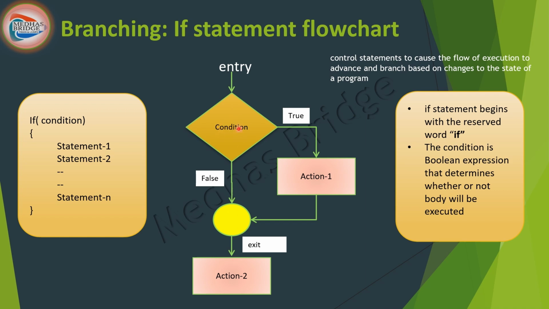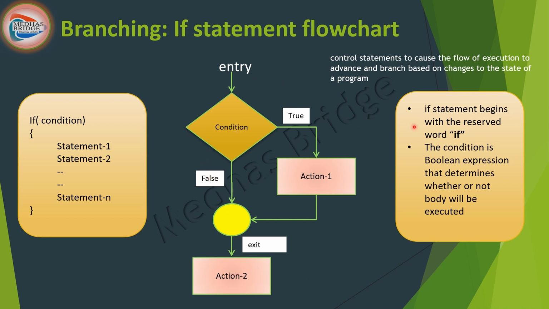This is what it is for now, right? So this condition is nothing but the program state. The state of the program will be known by this condition, with which you make a decision. Should I go to this path and execute this, or should I directly go to action 2? Okay, how are we going to achieve this functionality programmatically?